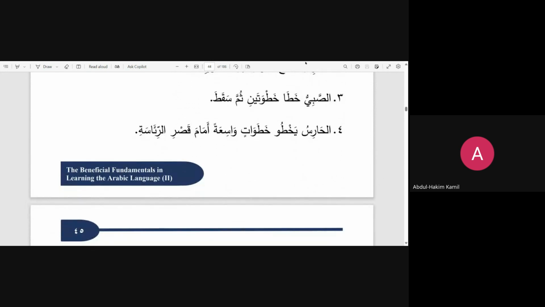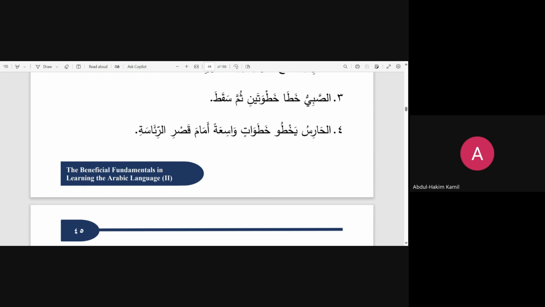الصبي خطا خطوتين ثم سقط. Again, one more time. الصبي خطا خطوتين ثم سقط. Now, what does that mean? خطا خطوتين. It's two steps. الصبي خطا خطوتين. Sabi, the child, took two steps, then he fell.